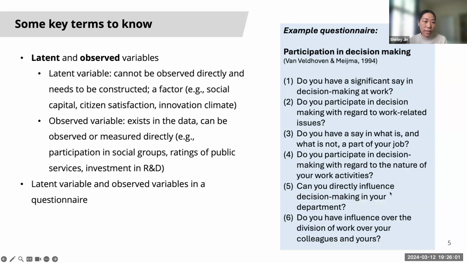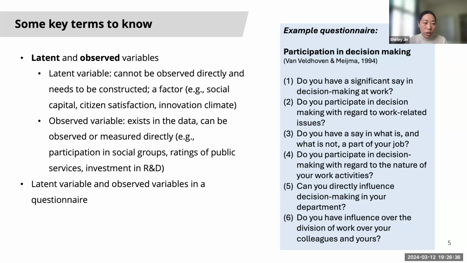Next is about latent variable and observed variable. A latent variable is a variable that cannot be observed directly. You cannot measure it directly. You need to construct the latent variable by using some other questions, right? We also understand it as a factor, for example, social capital. We cannot observe social capital directly, right? You always need some other indicators to calculate social capital. And citizen satisfaction and innovation climate are all latent variables.